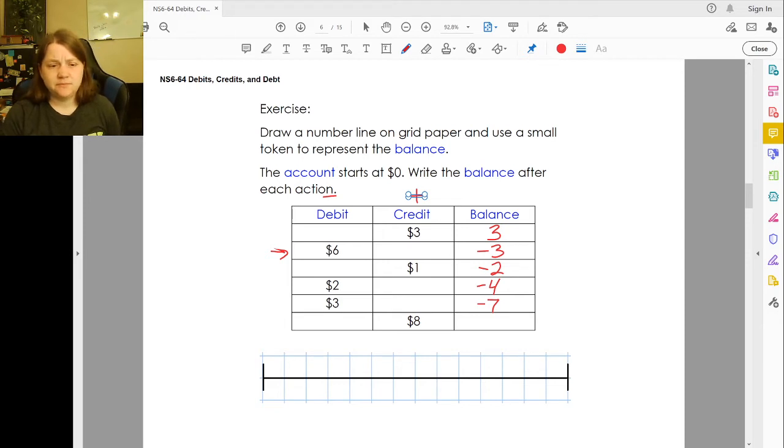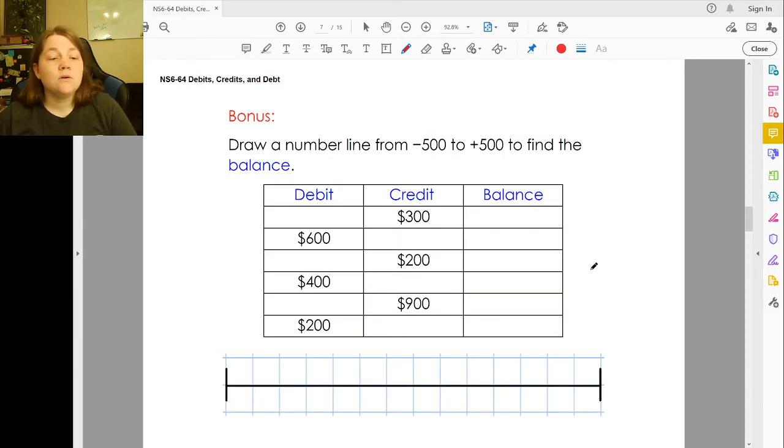Not so good. So I better put some money into the bank account. I'm going to put $8 in, which means I can pay off the $7 and I still have $1 left for me. So now I have a positive amount in my bank account.